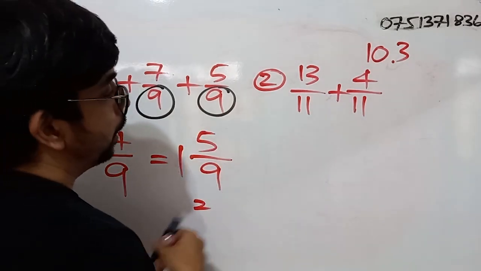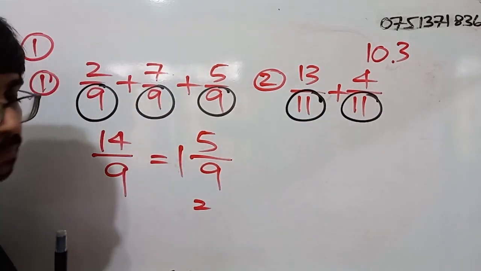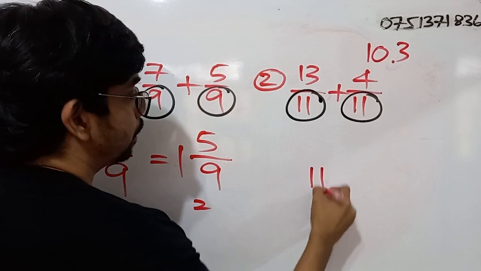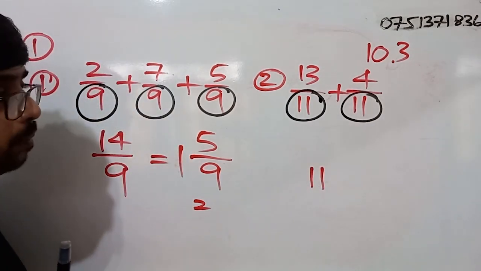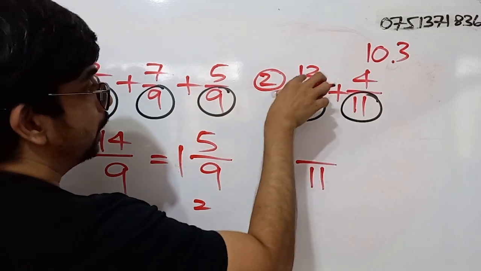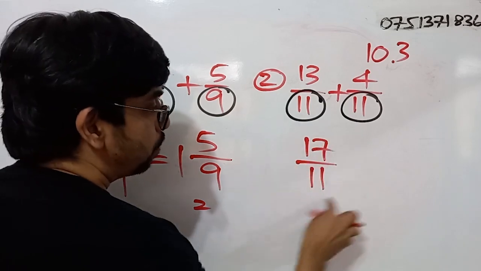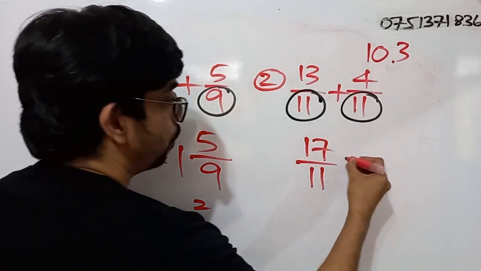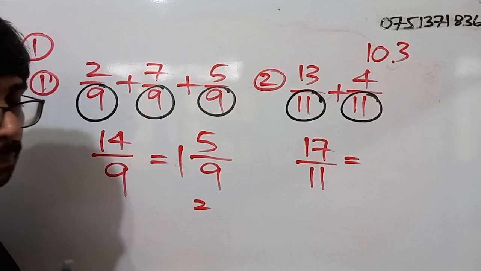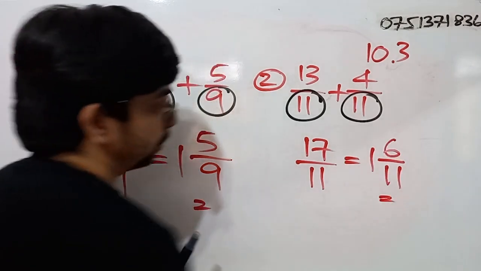Part 2. Here also we have 2 fractions. Both of them have the same denominator. So, the resultant fraction will have the same denominator as well, which is 11. So, what's the numerator? 13 plus 4, that is 17. Again, this is what? An improper fraction. So, we need to convert it into what? A mixed number. So, it will be 1 and 6 by 11.